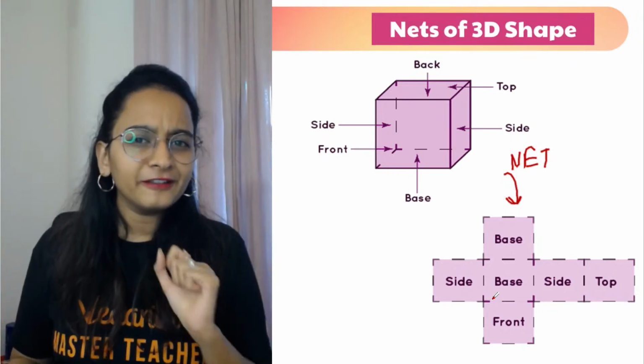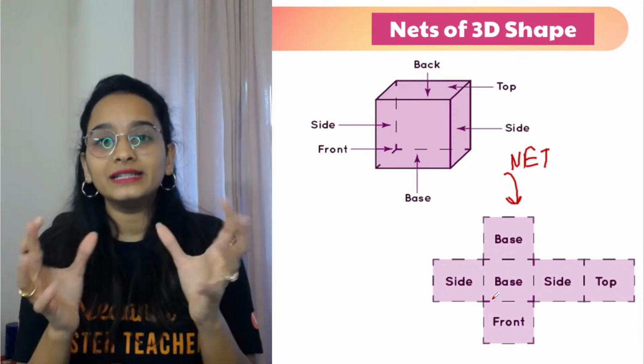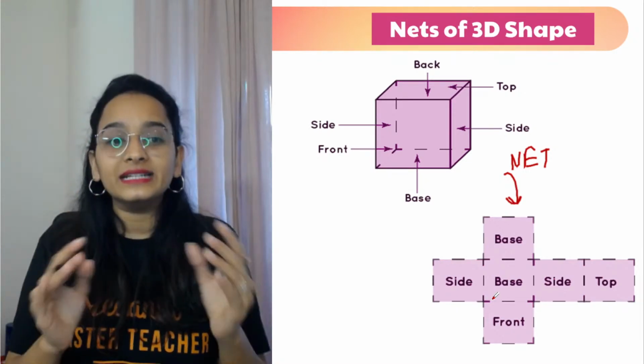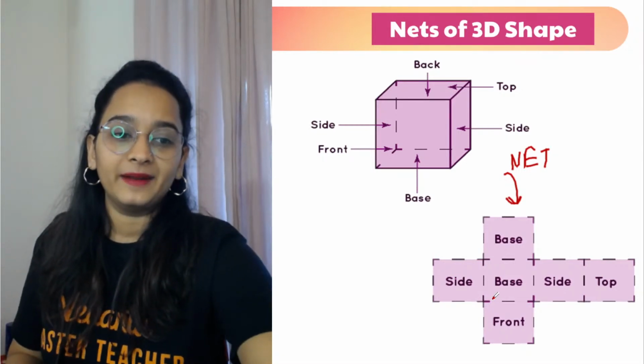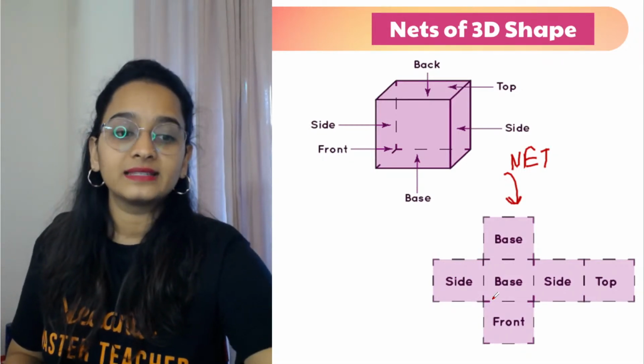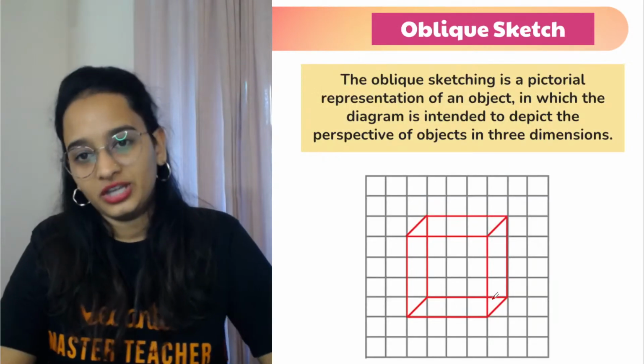But what is the definition of a net? It is the 2D version of a 3D shape. When you open up the 3D shapes, you can see that it is lying flat there, right? So that is called the net of the 3D shapes.